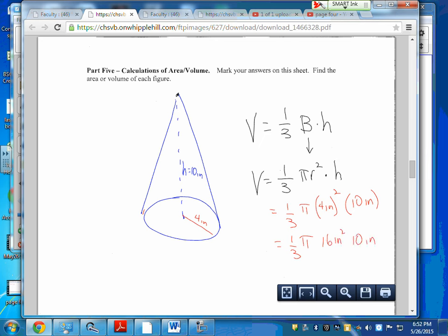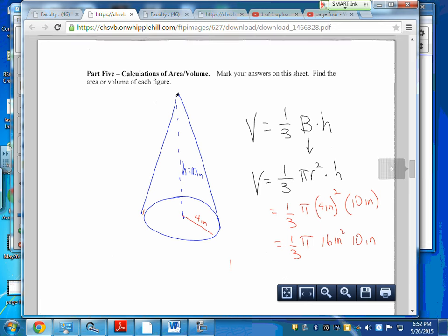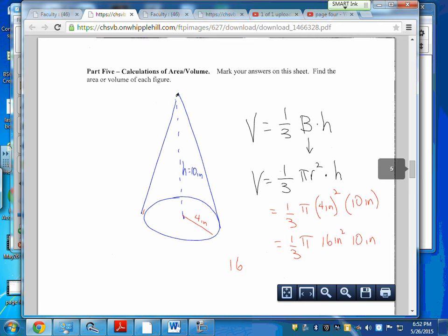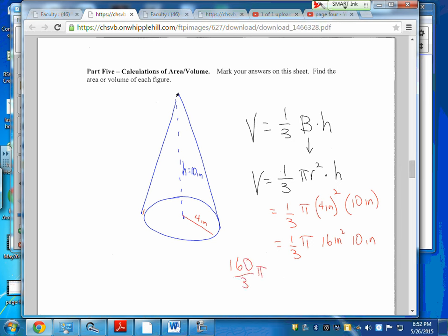So this looks like 160 divided by 3 pi, and then inches cubed. So this would be our volume. The square inches give you that times another inch, so inches squared times inches is inches cubed, and then we just multiply the numbers. 16 times 10 is 160. There's a pi, and divide by 3. So that would be the volume of your cone.